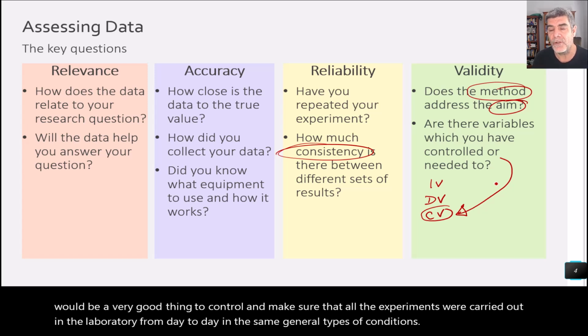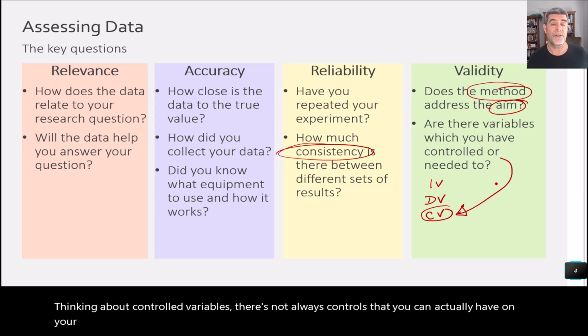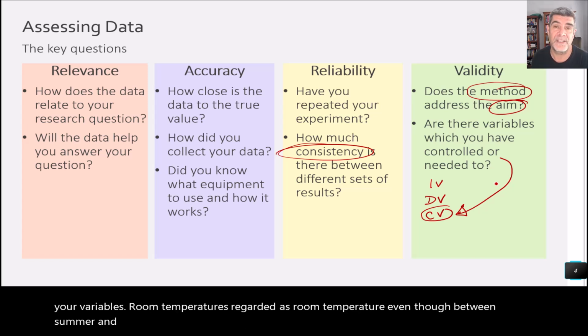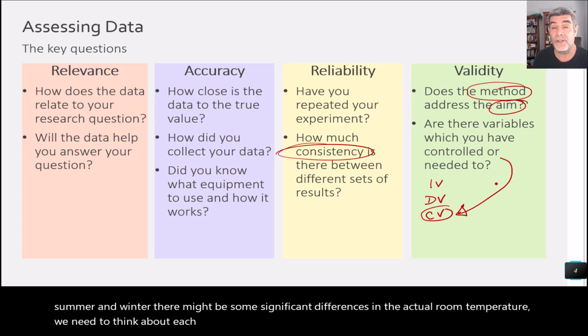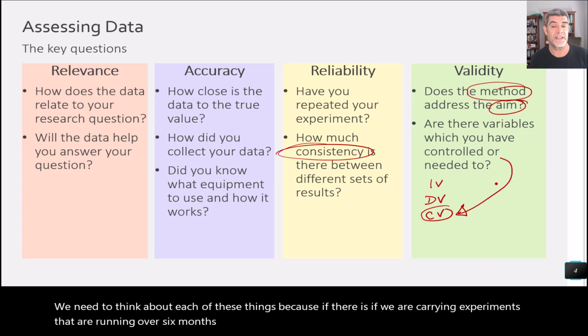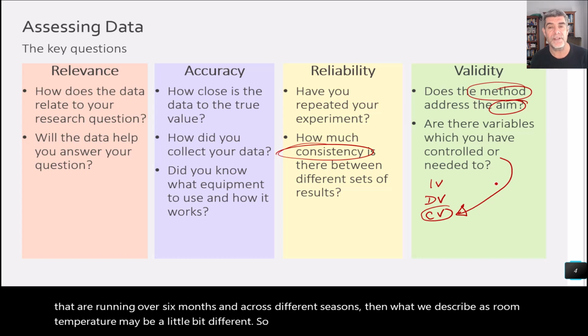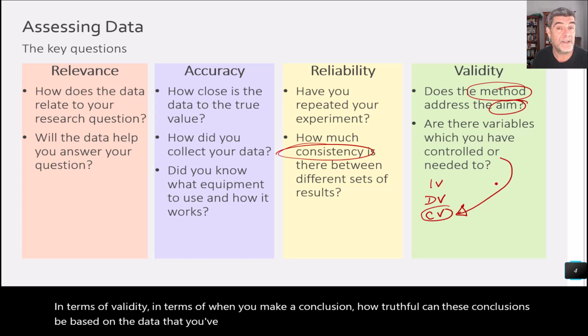So thinking about controlled variables, there's not always controls that you can actually have on your variables. Room temperature is regarded as room temperature, even though between summer and winter, there might be some significant differences in the actual room temperature. We need to think about each of these things because if we are carrying out experiments that are running over 6 months and across different seasons, then what we describe as room temperature may be a little bit different. So these are all of the things that you need to think about in terms of validity, in terms of when you make a conclusion, how truthful can these conclusions be based on the data that you've got and based on the method that you developed.